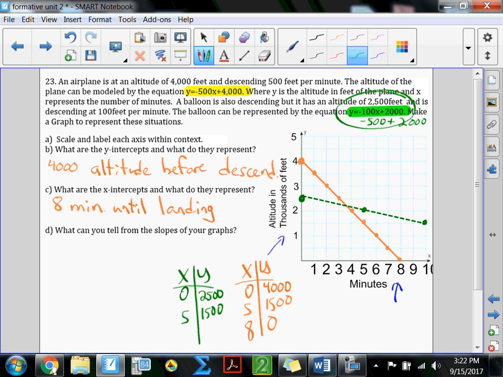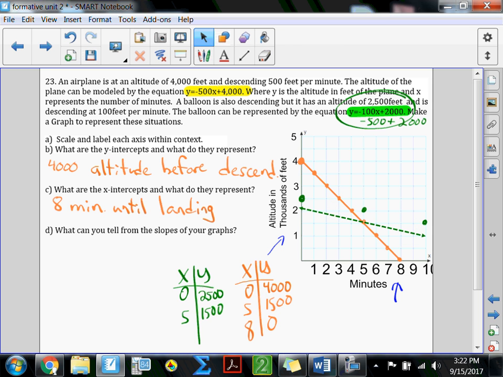But I didn't graph that in the right spot on my graph. So let me double check something. 5 minutes. It's 500 feet. I should be at 1,500 feet. Oh, it's plus 2,000. That's why. So I started in the wrong spot. I'm going to have to move these points down. I started in the wrong spot.